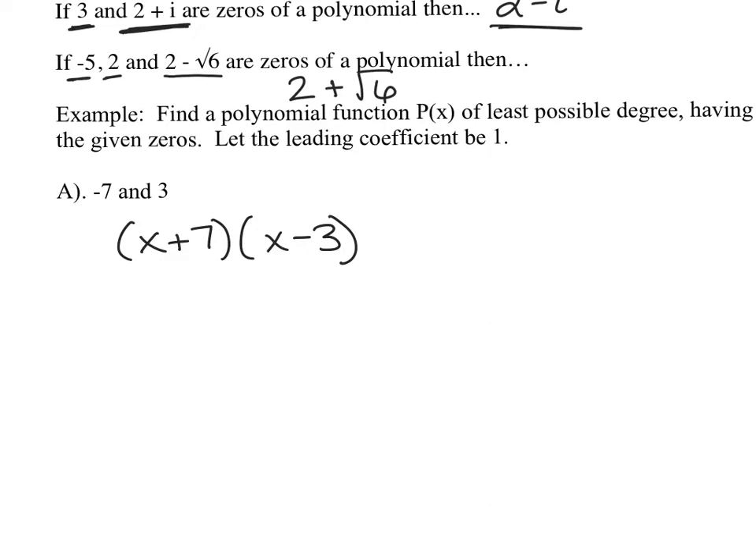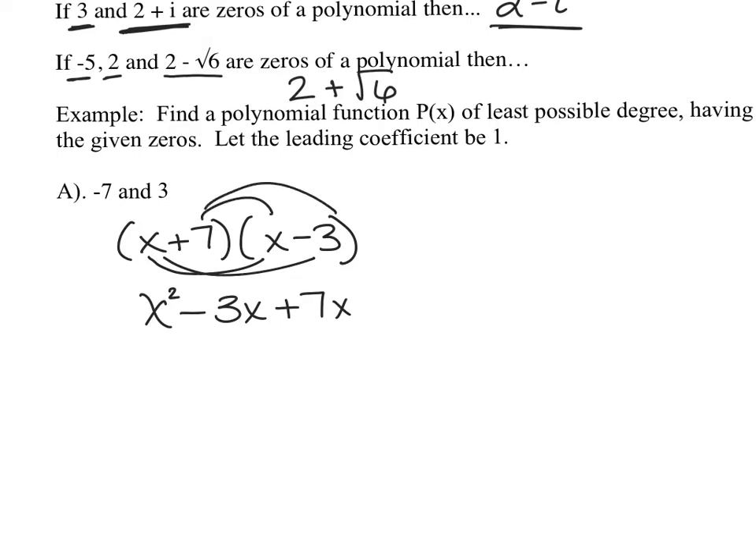Okay, so now we are going to distribute and FOIL this out. So we get x squared minus 3x plus 7x minus 21, and then we combine like terms, and we get x squared plus 4x minus 21. Then I want you to write it in function notation, so write f of x equals that. So what we've done, again, is create a polynomial that has a leading coefficient of 1, and it has a degree of 2 because it has 2 zeros.